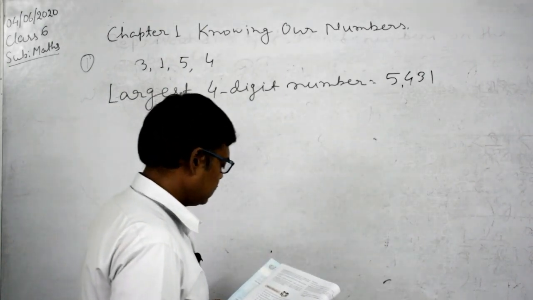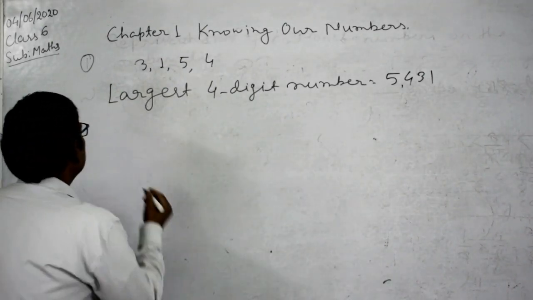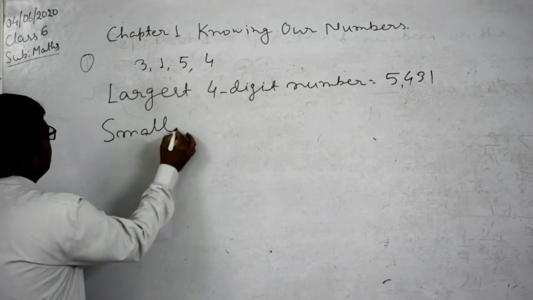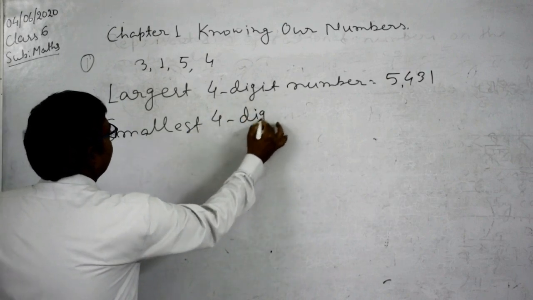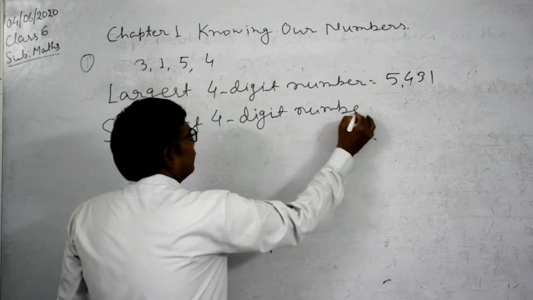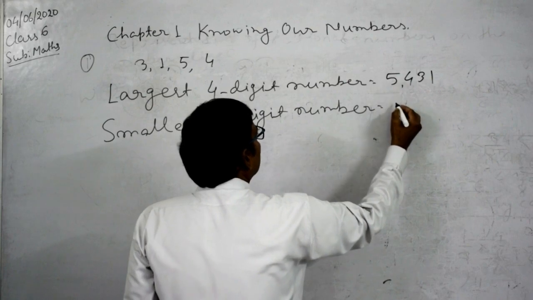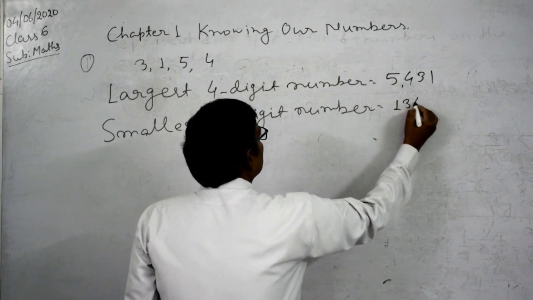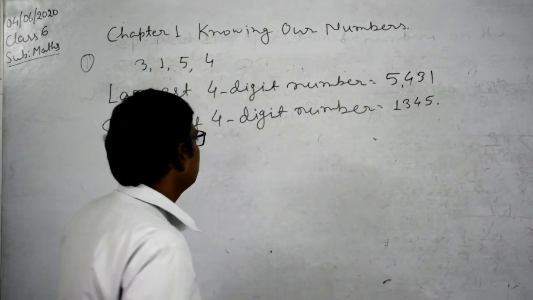The other part is the smallest 4-digit number. What is the smallest 4-digit number? Now just reverse: 1 will be first, because we have to make the smaller number here. So 1 first, then 3, then 4 and then 5. This is the smallest 4-digit number.